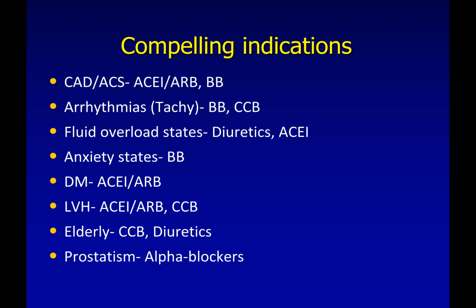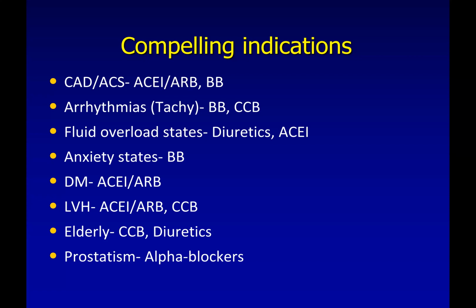So these are the compelling indications, like a patient who has coronary artery disease, a patient who has an acute coronary syndrome, like I said, recent MI. In those patients, you will like to give ACE inhibitors or ARBs and a beta blocker. Similarly, arrhythmias, especially tachyarrhythmias. In those patients, you will like to give a beta blocker and a calcium channel blocker because they reduce the heart rate also. Patients who have fluid overload, you need to give diuretics and ACE inhibitors because they are the drugs which are beneficial. Similarly, anxiety states, so you give a beta blocker which reduces anxiety.